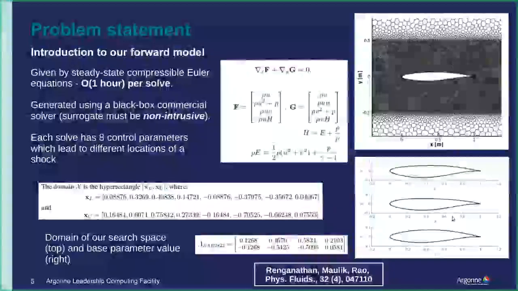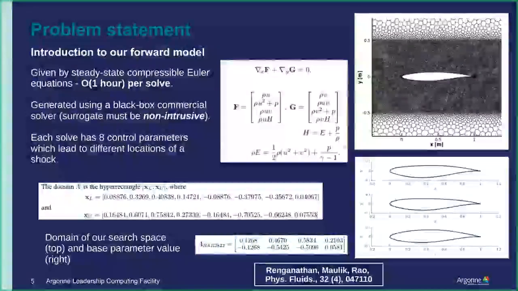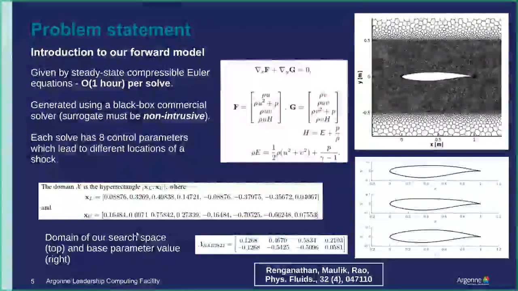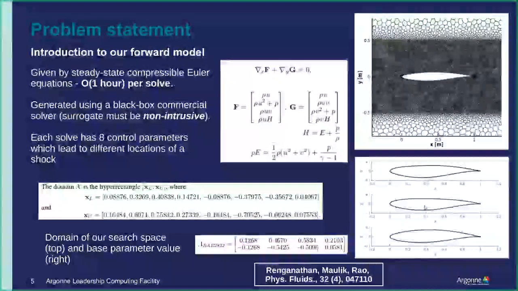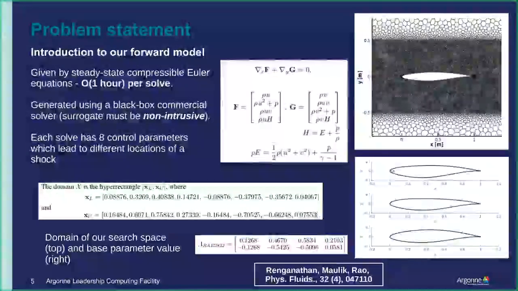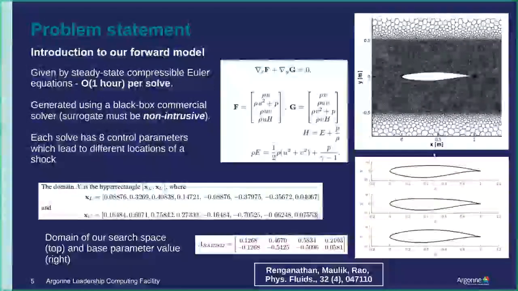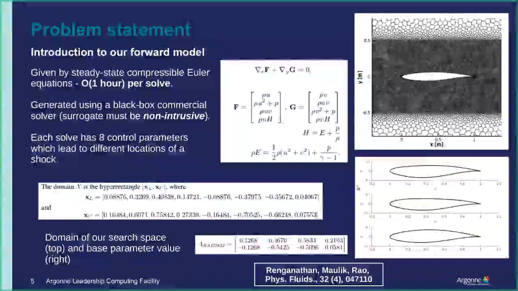Very briefly, it's an airfoil. It's the RAE2822 airfoil, which is parameterized by 8 control parameters, which are supposed to be within this hyperrectangle. Although this is not very visible to the naked eye, changing these parameters leads to slight variations in the shape, and this actually controls the location of a shock that forms on top of the airfoil. I'll give you some examples soon.